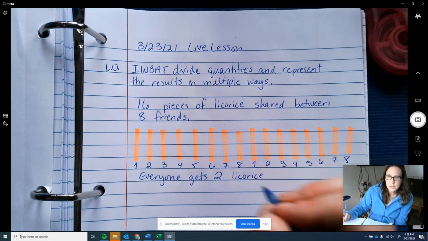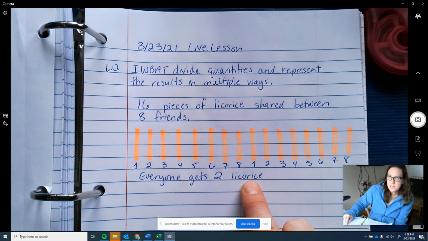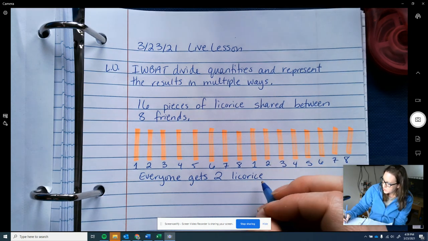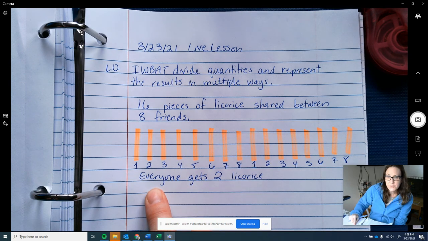What's the plural of licorice? I used to joke about how it was called licori, but I guess that would be one, and then licorice would be more than one. I don't know. Anyway, licorice sticks. Licorices, I don't know.